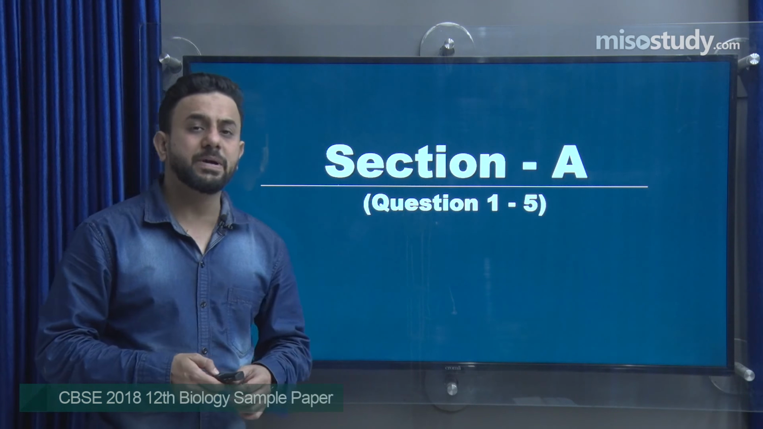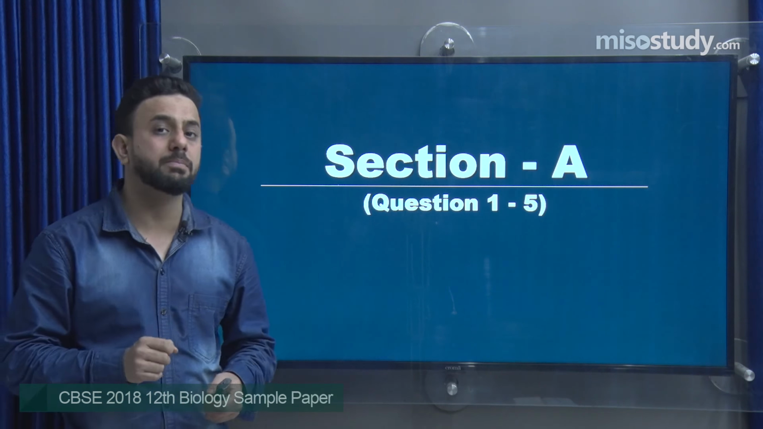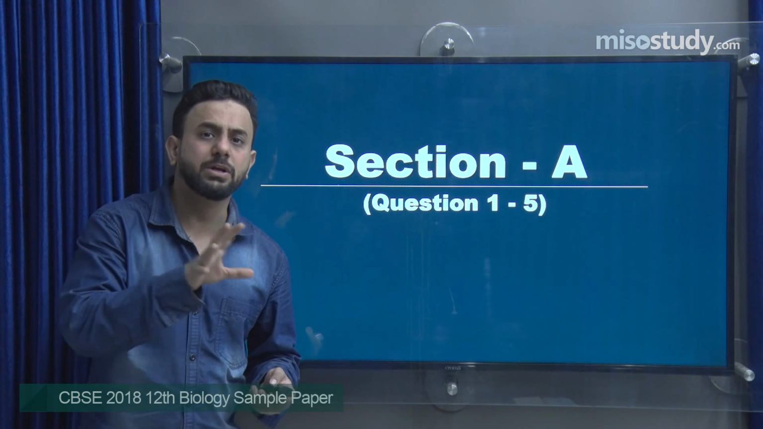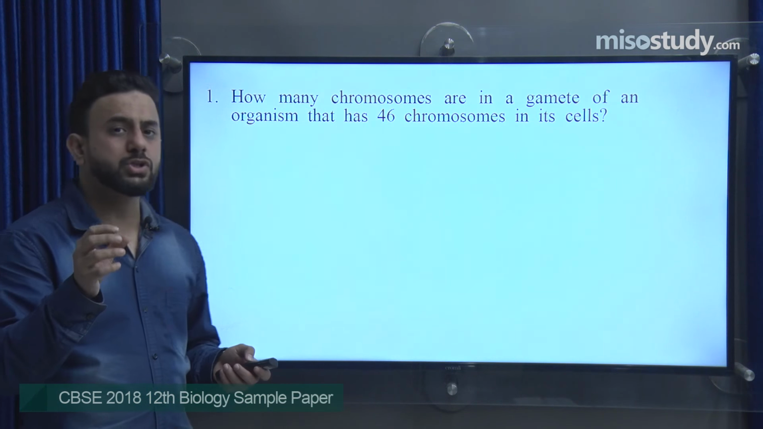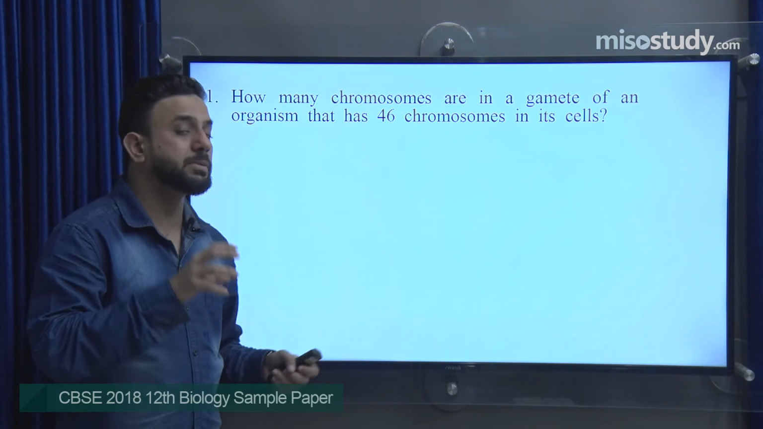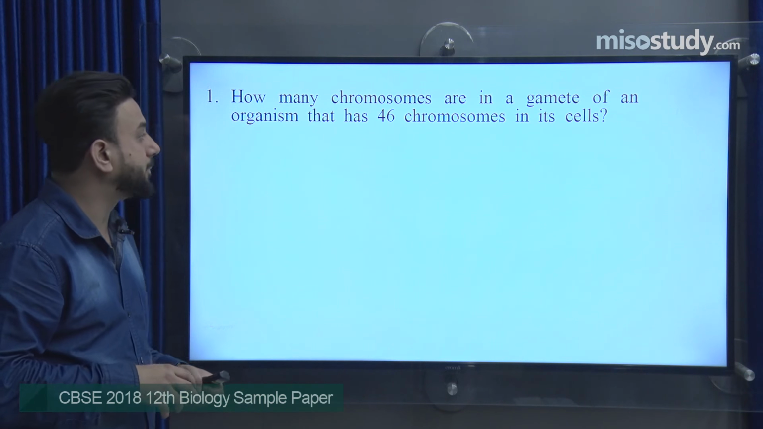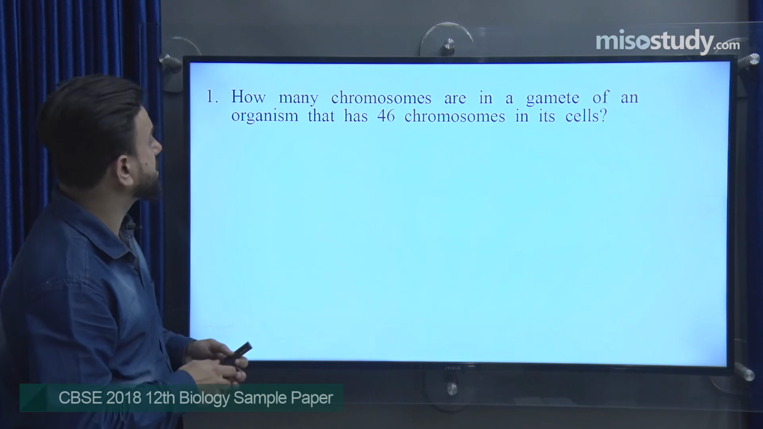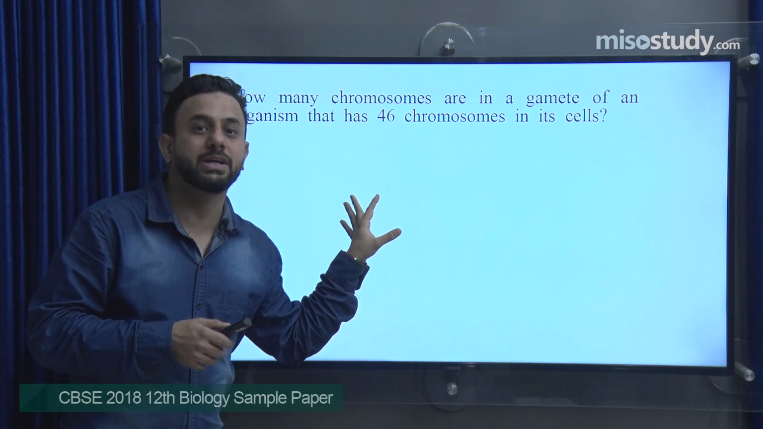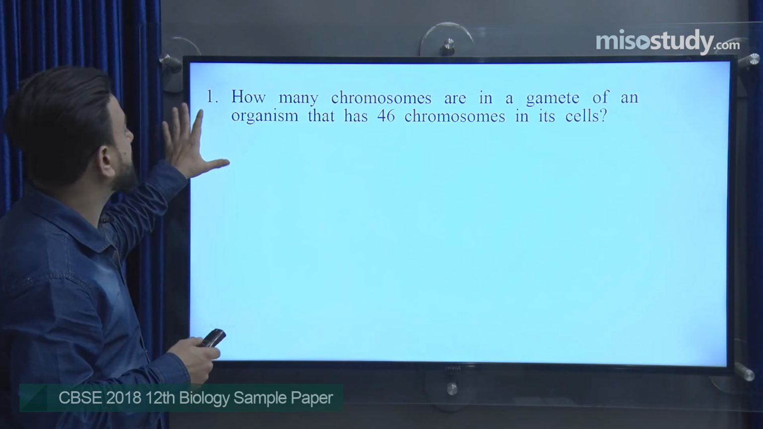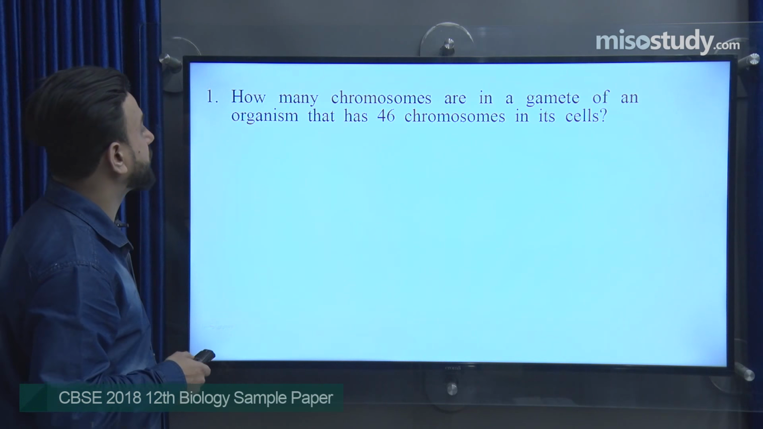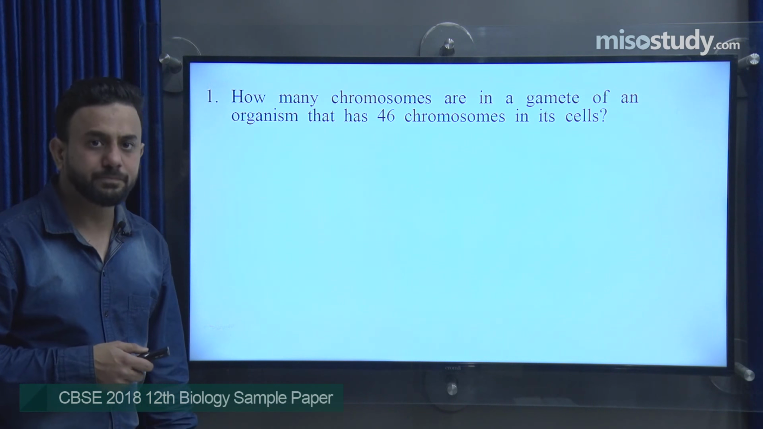Section A consists of basically 5 questions which will be mainly of 1 mark. You have to be to the point here and write exactly what it means. But here we will talk a little in detail, and I'll write the main things which need to be written. So friends, here is your first question for the day. How about if it were like KBC? Here comes your first question: How many chromosomes are in a gamete of an organism that has 46 chromosomes in its cell?